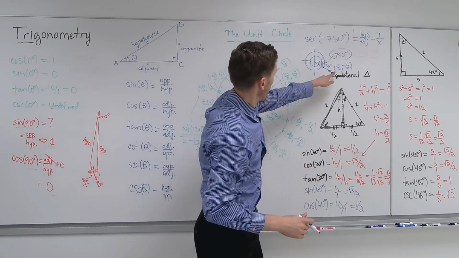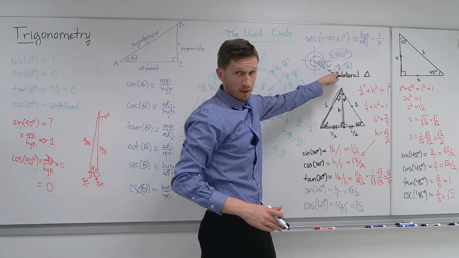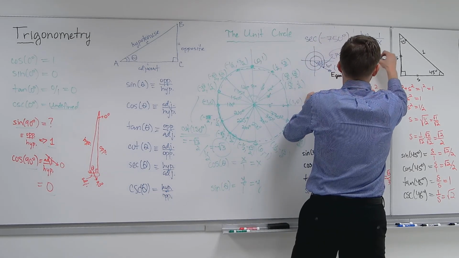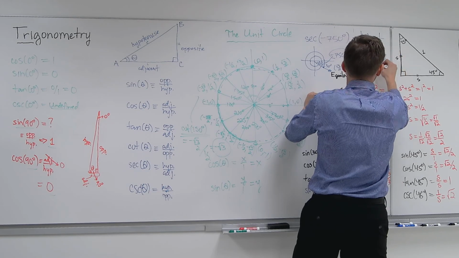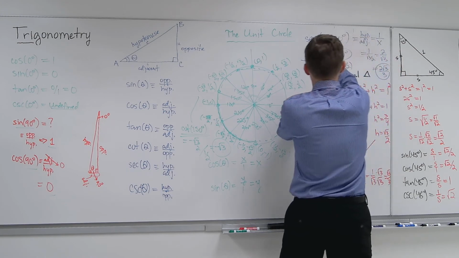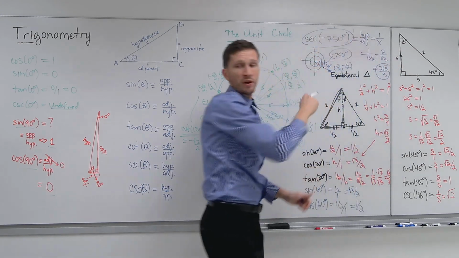And what's 1 over x? Well, x is root 3 over 2, positive. So we have 1 over root 3 over 2, which is 2 over root 3. And if we simplify that further, it's going to be 2 root 3 over 3. And that would be our secant of negative 750 degrees.